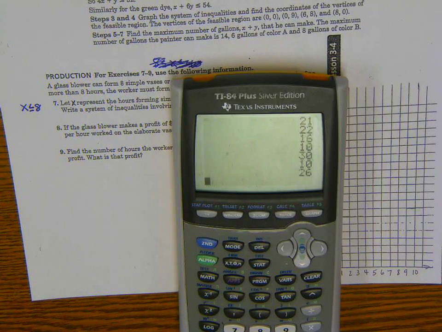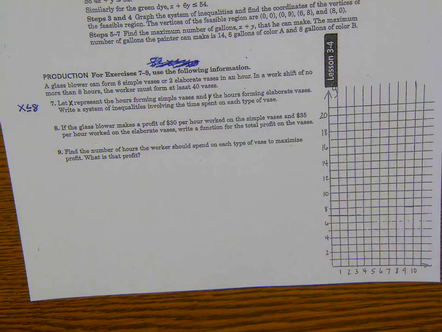Okay, let's keep trying here. Who's 26? You got one? All right. Okay. 0 is less than or equal to x, which is less than or equal to 8.